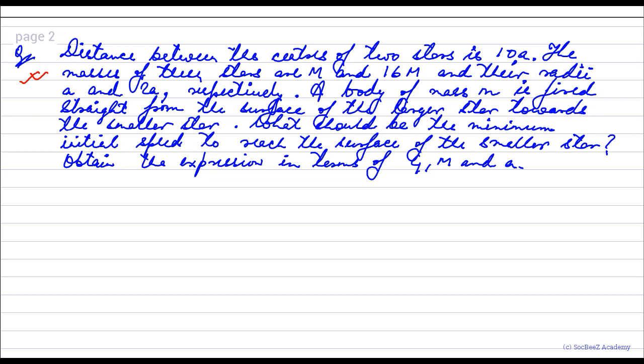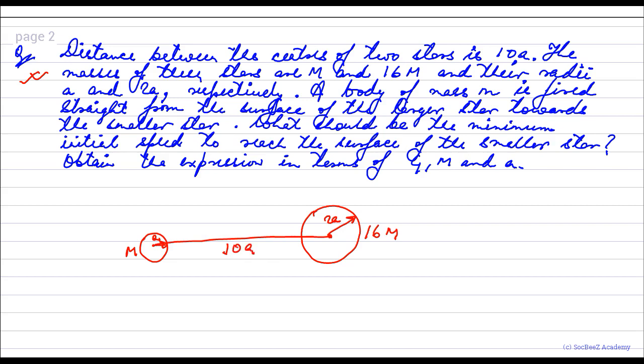Okay, fine. So in this problem I have two stars. The first star is of radius a, this is basically the smallest star, and it is of mass capital M. My largest star is of radius 2a and it is of mass 16m. The distance between these two stars is 10a. I need to find out the minimum velocity with which a body is projected from the surface of the largest star, such that it somehow reaches the smallest star.